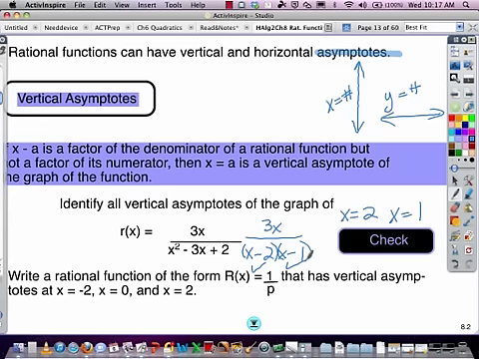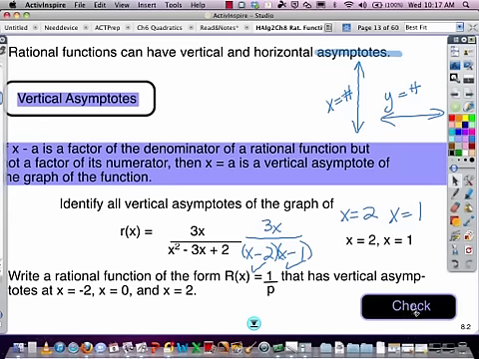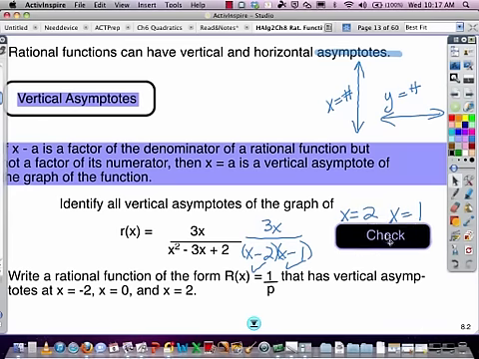So let's just double check. Now obviously you would graph the equation, but we're not there. We're just identifying the vertical asymptotes. So because x minus 2 and x minus 1 were not also factors in the numerator, we're able to say they are our asymptotes. So when we graph this, it should appear to approach but never cross, never touch. And x equals 2 and x equals 1 is a fairly skinny range, but that's okay.